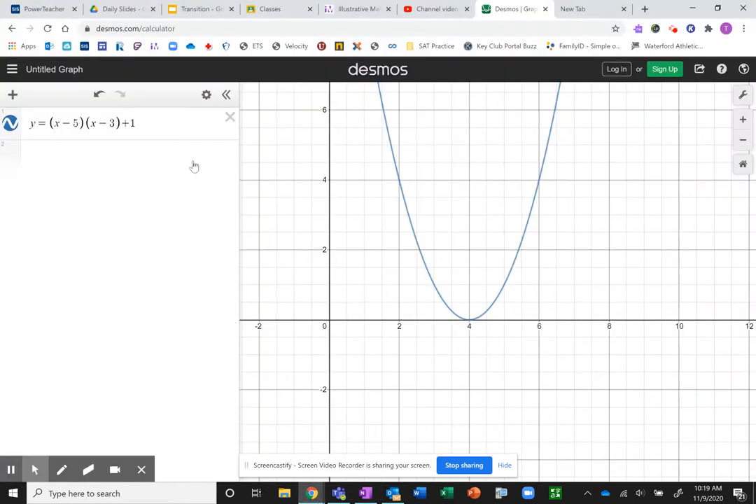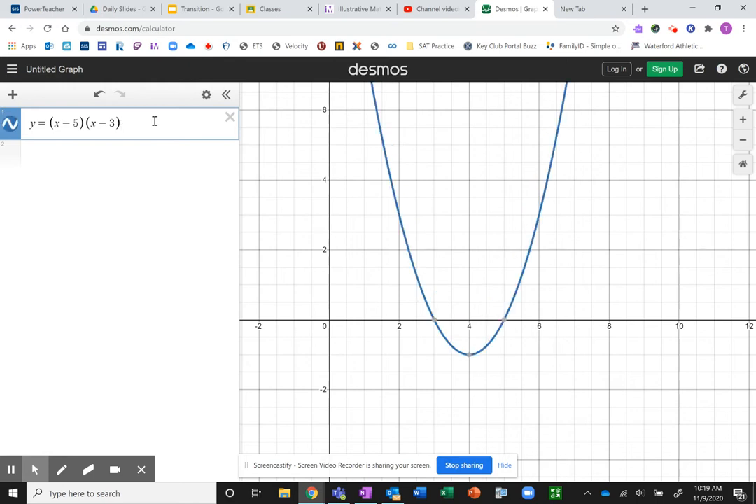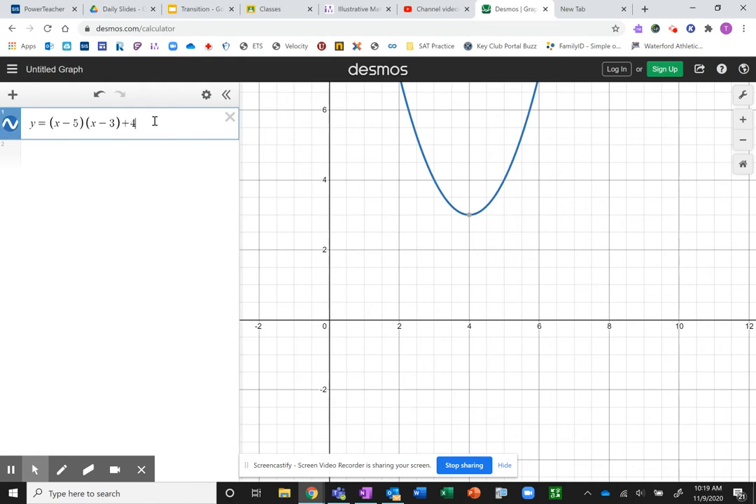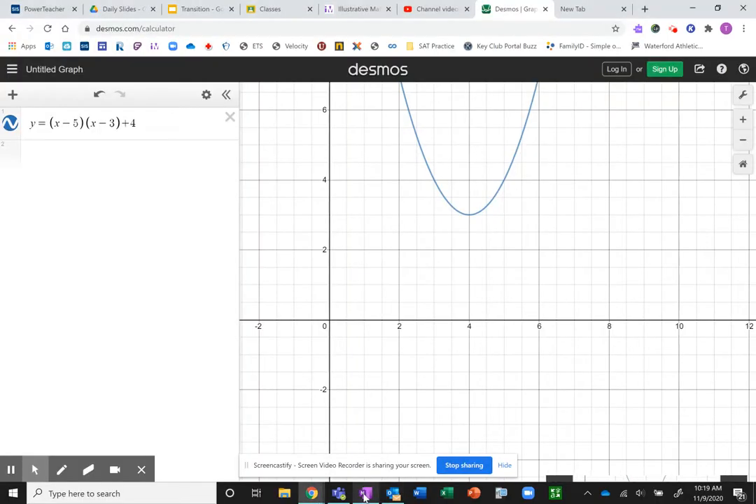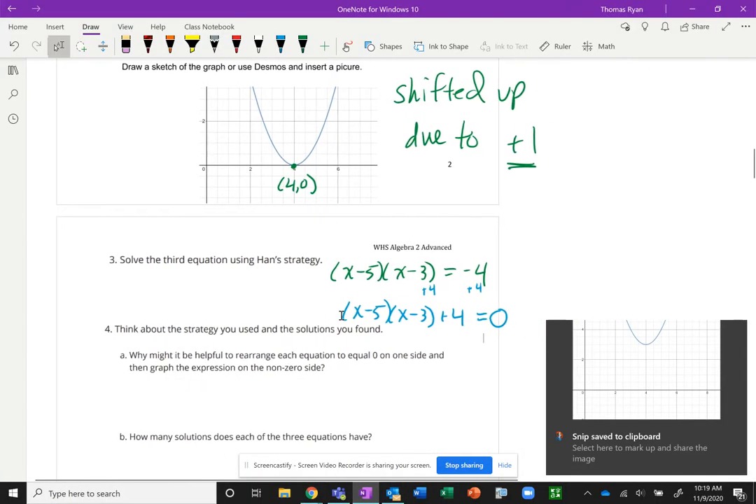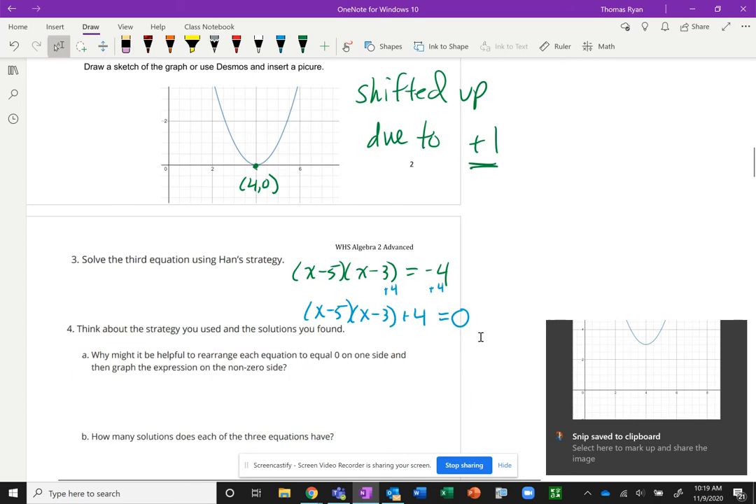Let's go to Desmos. Now, we know that right now with a +1, the graph is just sitting on the x-axis and touching it once. Then we should expect that if we add a +4, here's our original, if we shift the graph up by 4, it should sit somewhere up here. And sure enough, it was shifted up even higher.